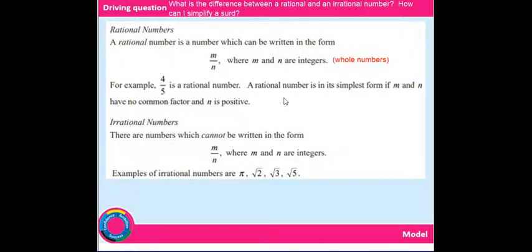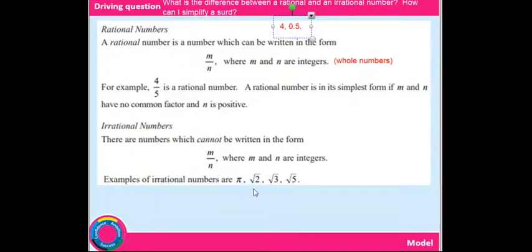Another example of a rational number, 4. Another example would be 1/2. 0.5, because it's the equivalent of 1/2. A million, 1,000, -2. All rational numbers. An irrational number, they're numbers which cannot be written in the form m over n, where m and n are integers. So examples of this are pi, the square root of 2, the square root of 3, the square root of 5. All irrational numbers, they cannot be written in this form.